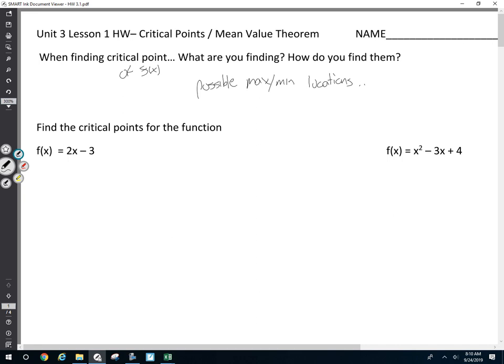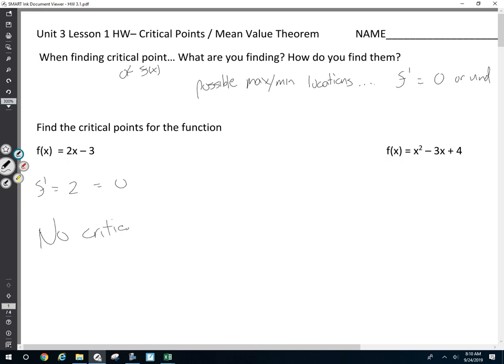And how do we find them? These possible max-min locations have a commonality. Their derivative is either 0 or it's undefined. So all we're going to do is take derivatives and set them equal to 0. Now let's start with 2x minus 3. This is interesting because its derivative is just 2. If I set this equal to 0, there's no solutions. That means there's no critical points.